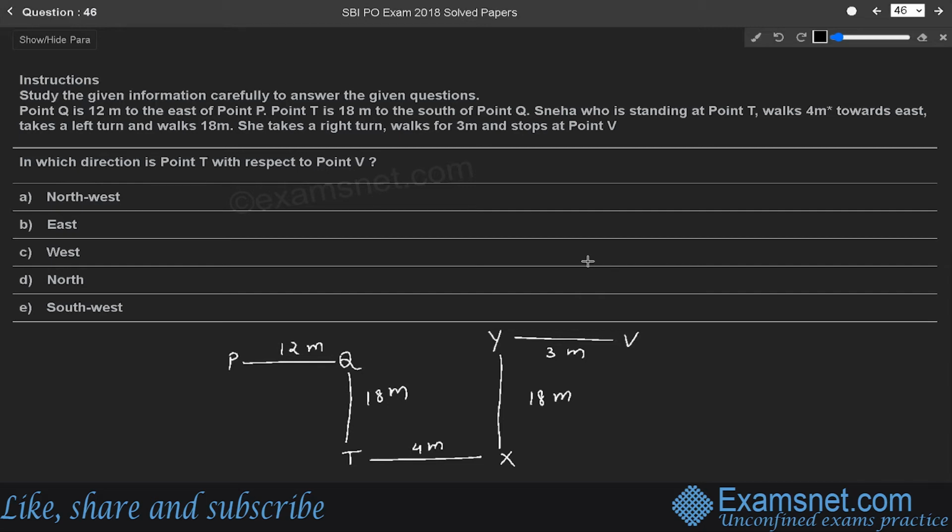Now she takes a left turn from X and walks 18 meter, that is towards the north. And she stops at point Y. Finally, she walks 3 meter towards east and reaches the point V. So it is very clear that point T is southwest from point V. So we can say that the direction of T with respect to V is southwest. So the correct option here is option number E.